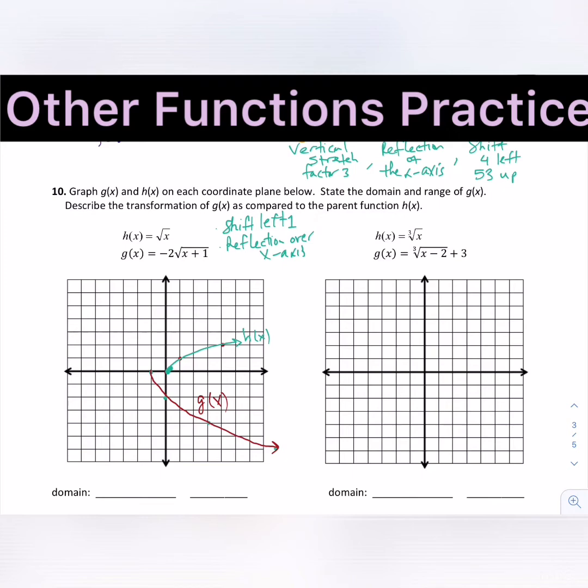And lastly, there was a vertical stretch of factor 2. All right, let's jump into h of x and g of x in the next one. Now here's our cube root function. So I'll go ahead and pause the video and do this one, and then we'll get with you in just a second.